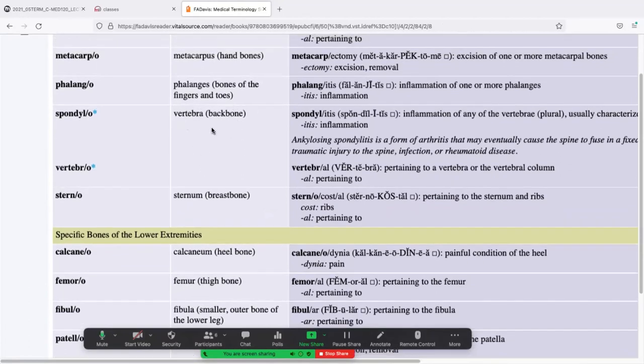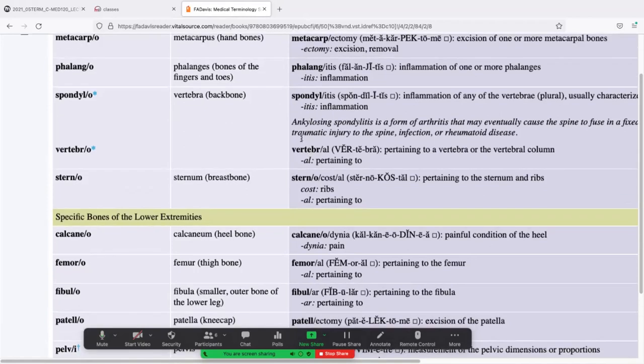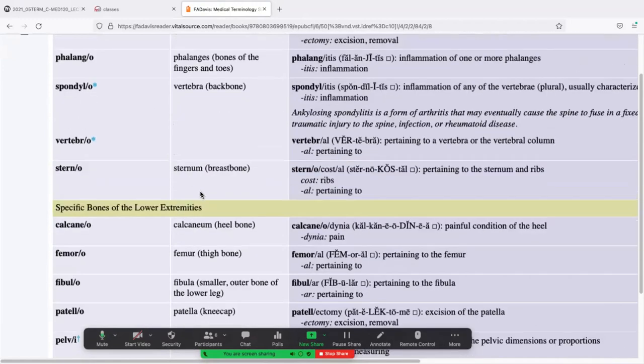Vertebra, didn't forget you, that's your backbone, and you could have inflammation of this vertebra, and that's called spondylitis. I don't know why they don't just call it vertebritis. Maybe it sounds weird, but that's spondylitis, okay? And an ankylosing form is one where it gets fused up and gets stiff. Hence the term ankylosing spondylitis.